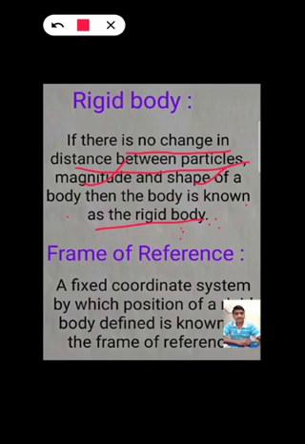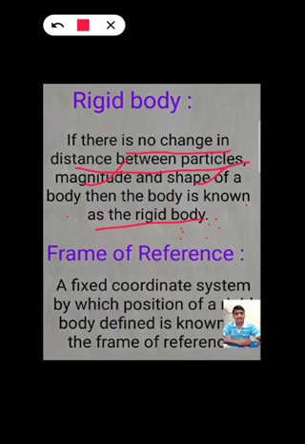If a frame of reference does not obey Newton's laws of motion, then we call the frame of reference a non-inertial frame of reference. So the frames of reference are classified into two categories based on the obeying of Newton's laws. A frame which obeys Newton's laws is an inertial frame of reference. A frame which does not obey Newton's laws is called a non-inertial frame of reference.